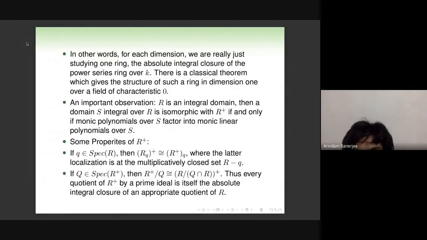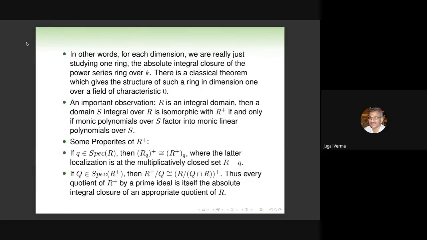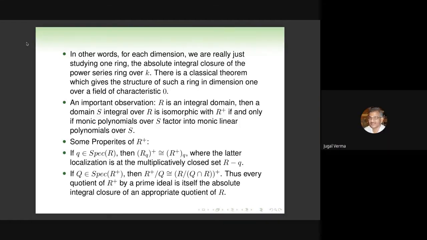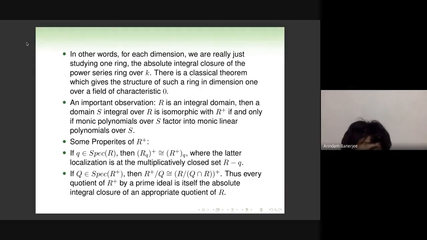Did you also ask whether the absolute integral closure of a polynomial ring is the polynomial ring over the absolute integral closure? That will not be true. If you take just a field which is algebraically closed, the absolute integral closure is itself. Okay.